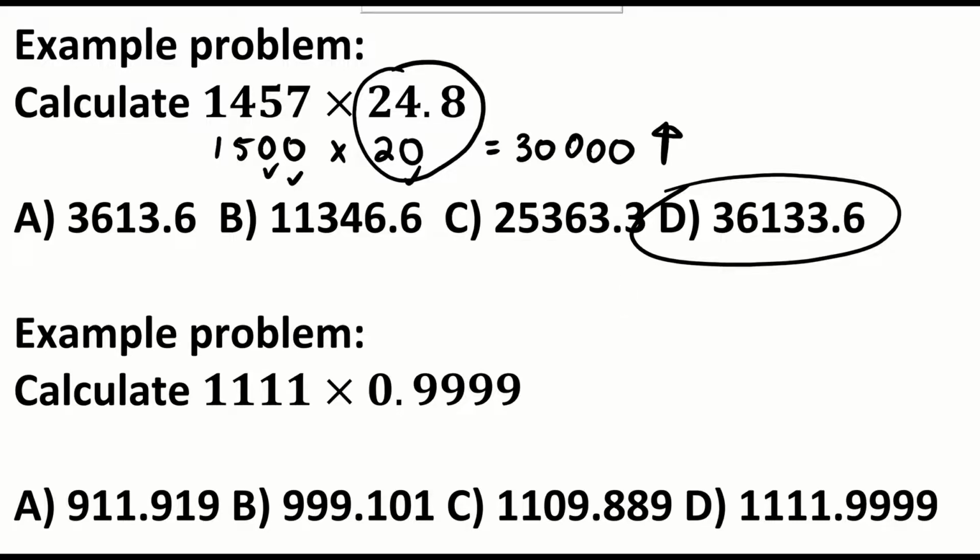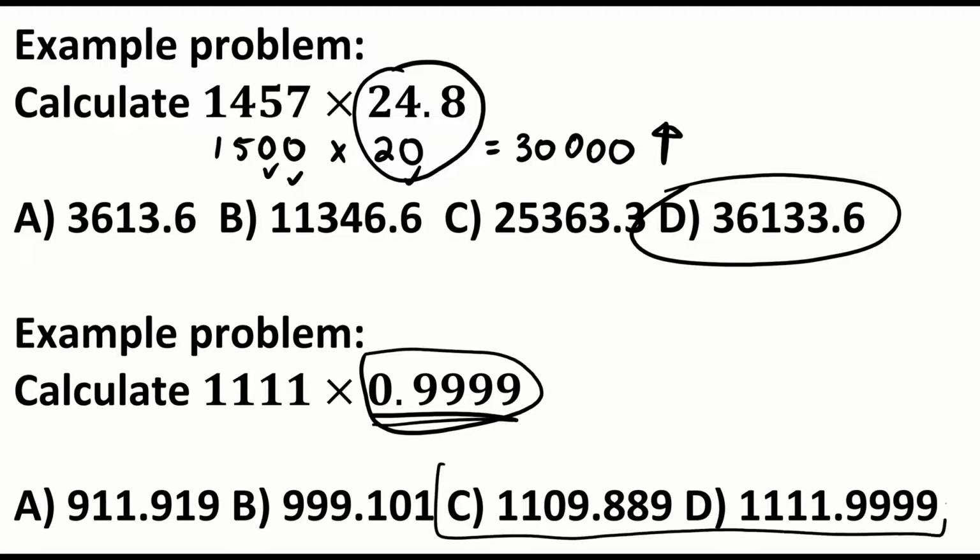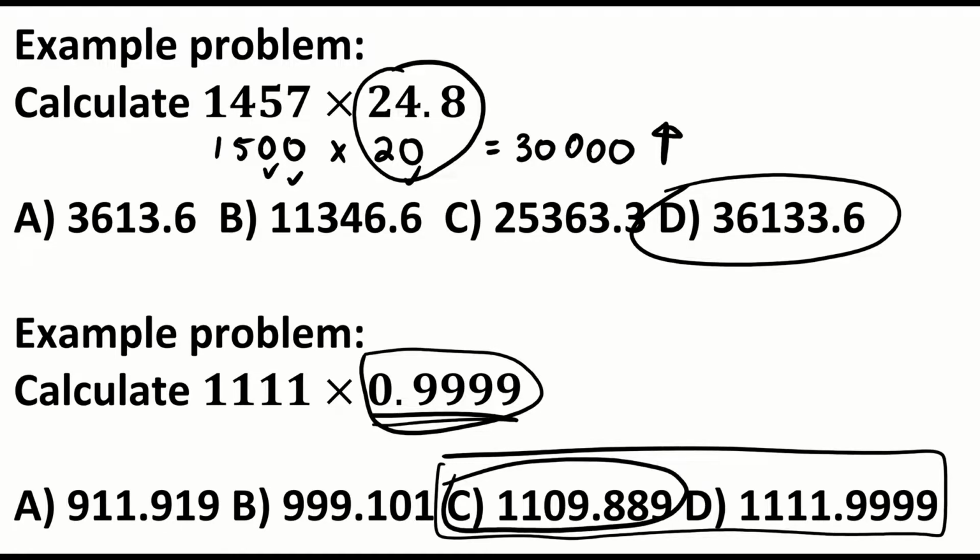Then we'll look at the second option where we're multiplying by this number, which is almost 1. So I'm expecting the answer to be almost the same as 1111. But remember, I'm a little bit below 1 here, so looking at my options that are close to the original answer, I'm expecting something a little bit lower. So I'll be choosing C and moving on without trying to do any actual multiplication at all.